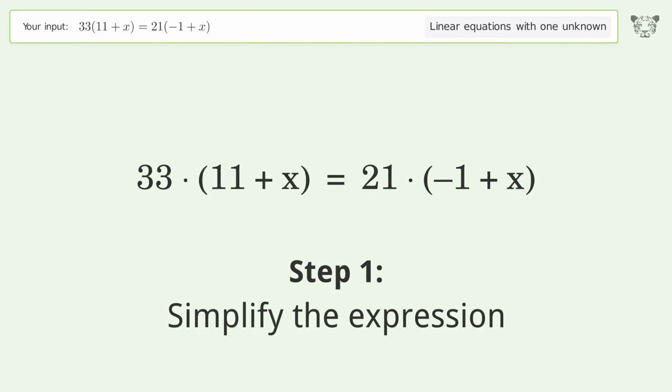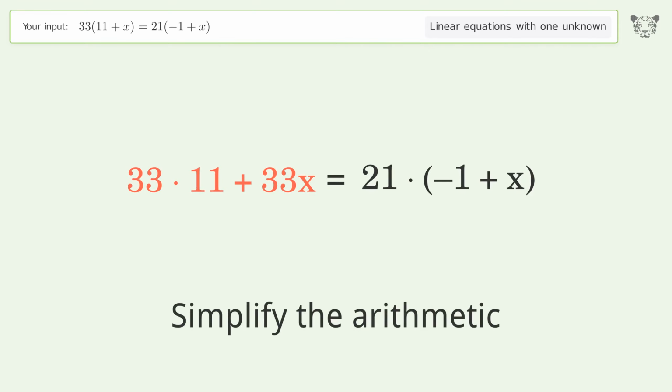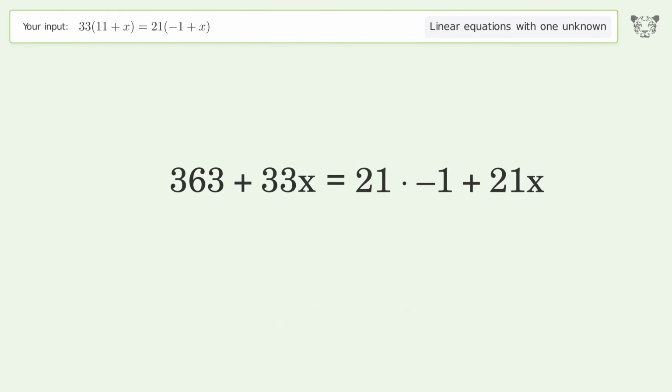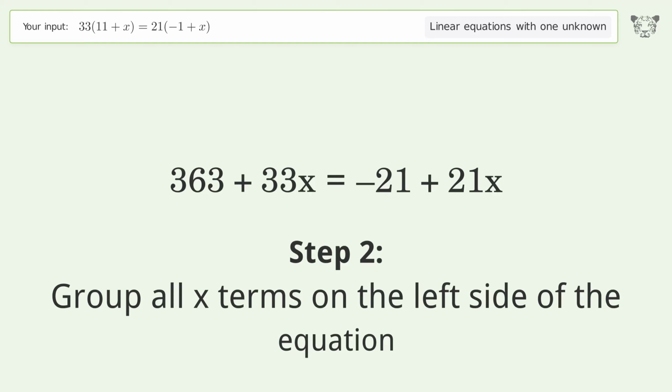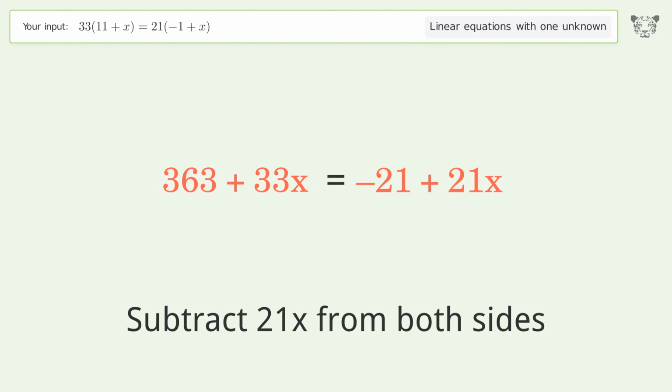Simplify the expression. Expand the parentheses. Simplify the arithmetic. Expand the parentheses. Simplify the arithmetic. Group all x terms on the left side of the equation. Subtract 21x from both sides.